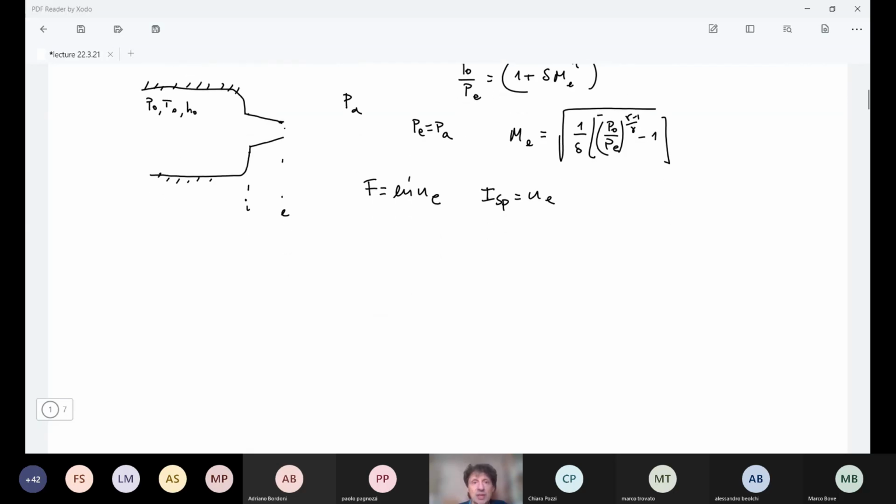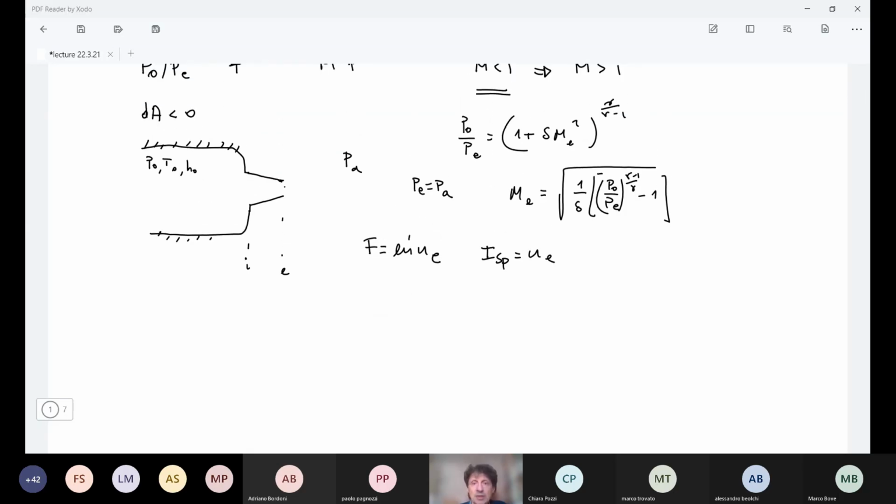So we were now saying that at this point we have an expression for the exhaust velocity, but we still have to do some consideration about the geometry, and we will see this analyzing also the behavior of the other quantity that we have here, which is dot m, the mass flow rate. So let's look at the expression that we can obtain for this mass flow rate.